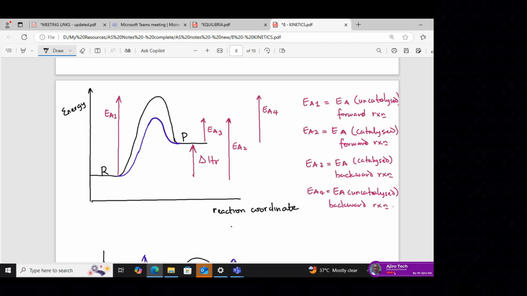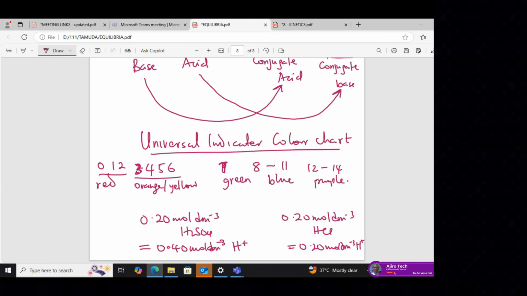I'm not understanding EA1, this diagram. Do you understand it? No. I'm done with this. Let me open a new page for you. Just hold on.